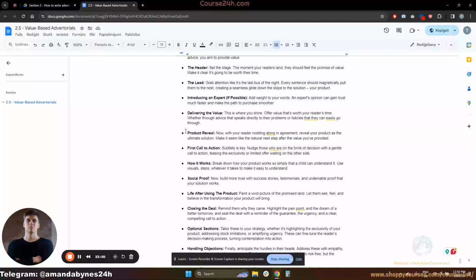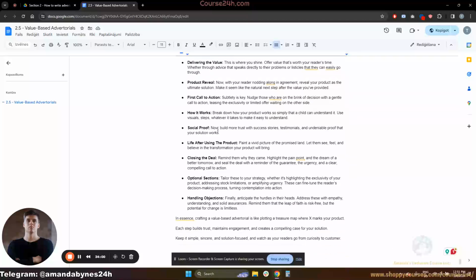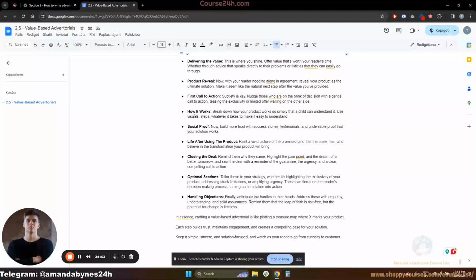Then put the first call to action. Make it subtle, just put the button there. So for those who are ready to buy or click to go to the sales page, they can click the button. Then for those who stay, you explain how it works, break it down in simple details, like explain it to a fifth grader essentially, or a 12-year-old. Put social proof, paint the picture of what life looks like after using the product, and then close the deal.